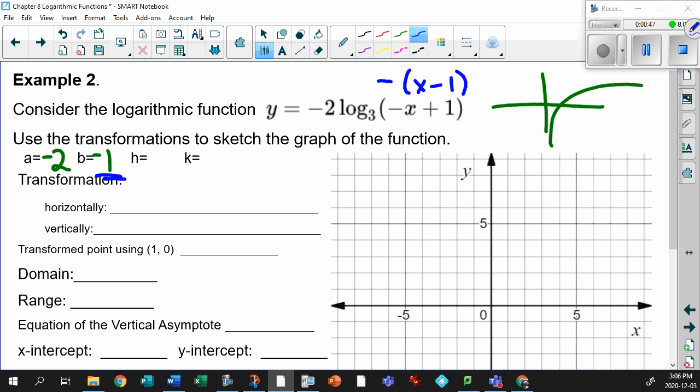Doesn't change the b, but it does change the h. The h is now 1. The k, there's nothing out here, so the k is 0. Oh, well, we're going to have fun with this one then.